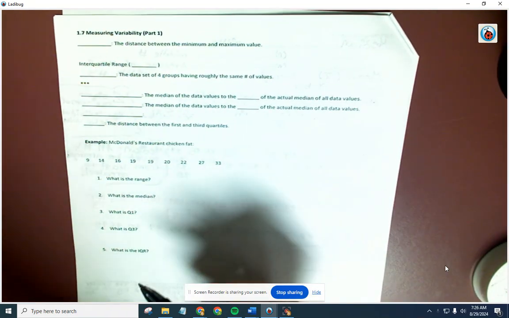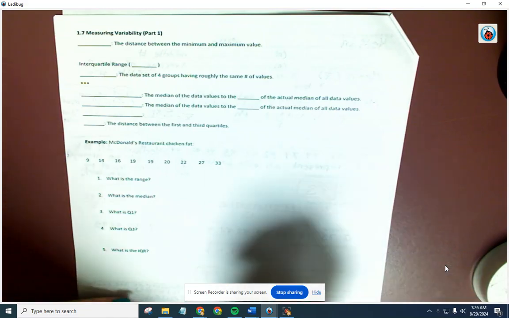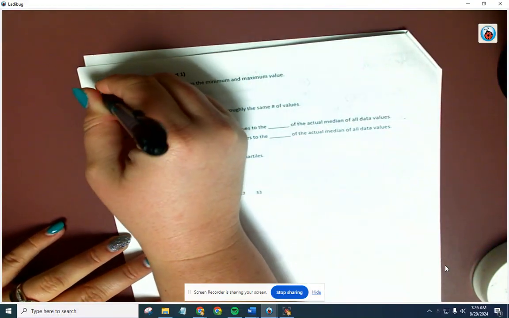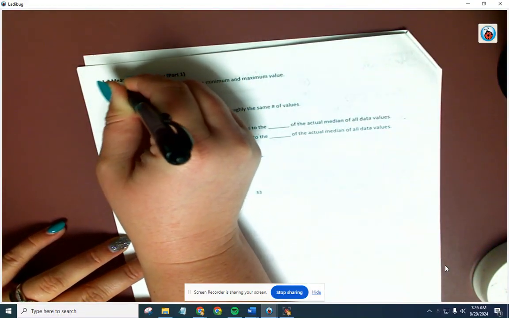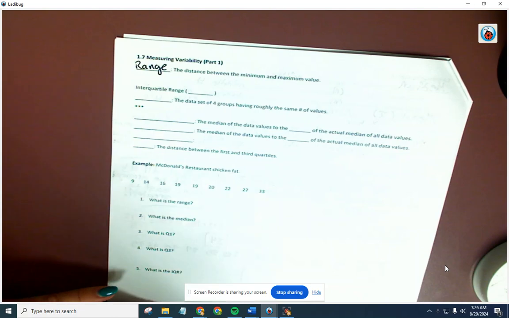Hey guys, this is 1.7 notes that we are doing today. We're talking about measuring variability. Now, whenever we're talking about variability, we're kind of talking about the range of data values. So, range is the distance between the minimum and the maximum.